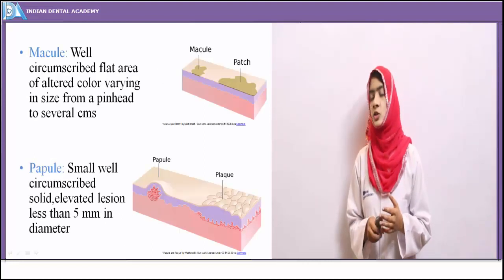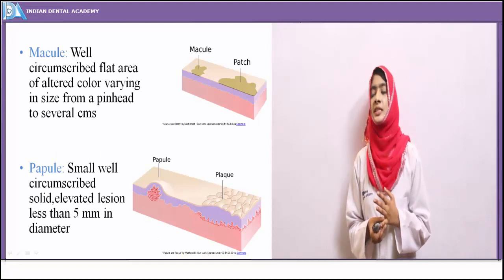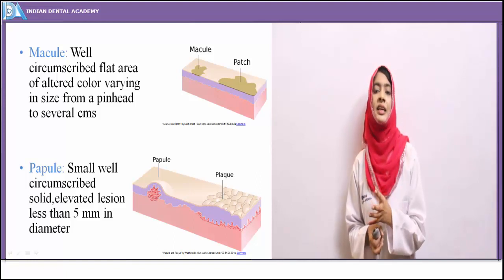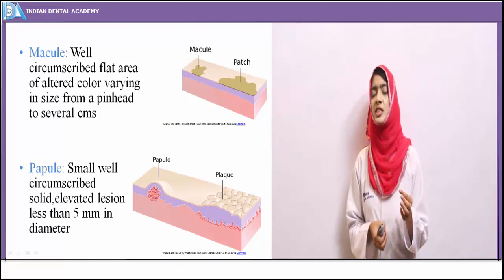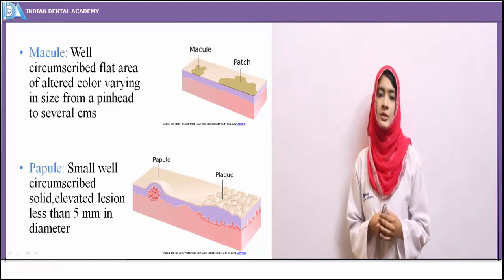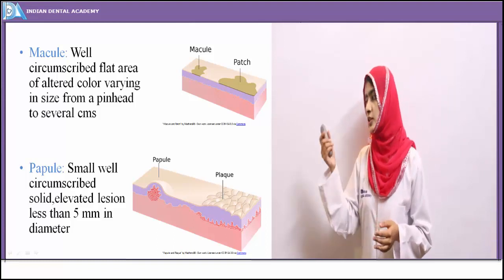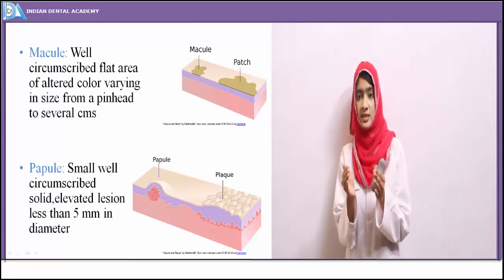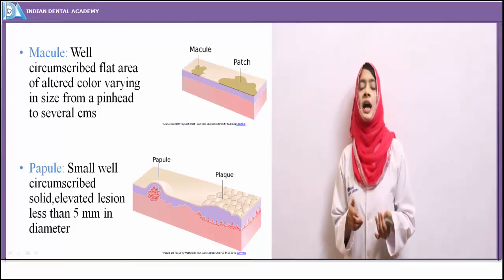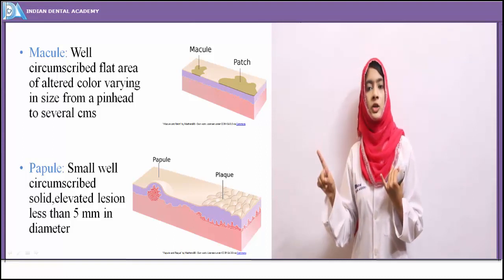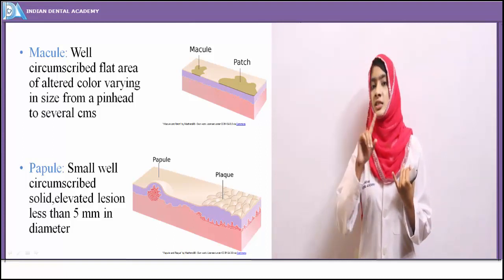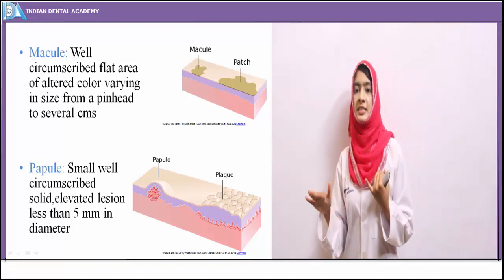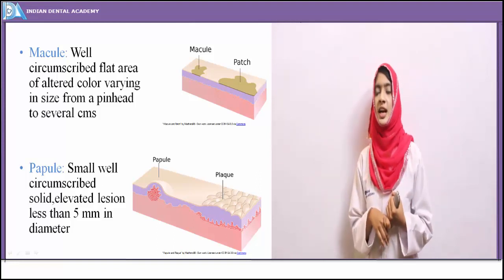Okay. So macule. Macule basically is a well circumscribed flat area which is of varied color, and it ranges in size from a few millimeters to about 1 centimeter in diameter, less than 1 centimeter. So if you can see the picture there, the macule is just a flat lesion, but it is well circumscribed. It is restricted to one particular area. Remember that the macule is not raised or elevated from the surface. It is just a flat plain lesion which is less than 1 centimeter in size.